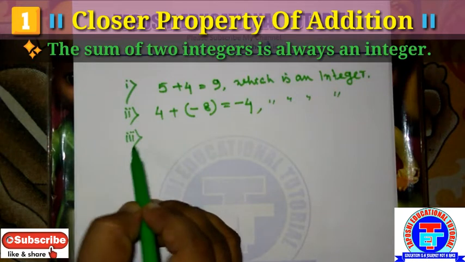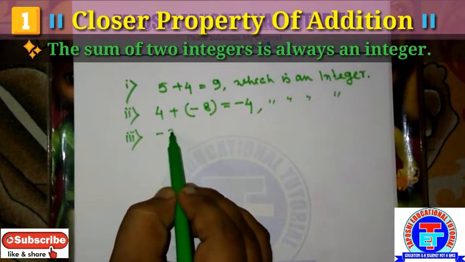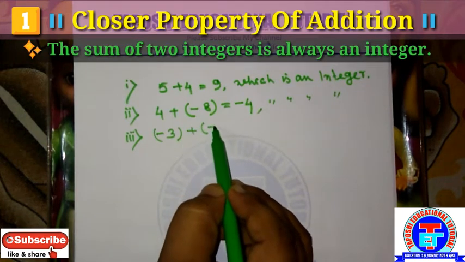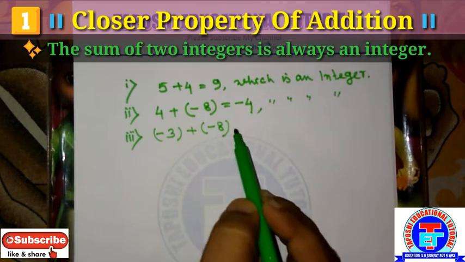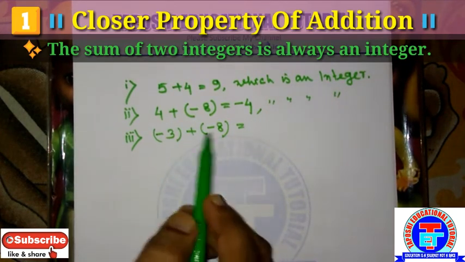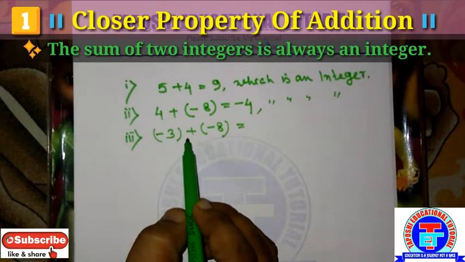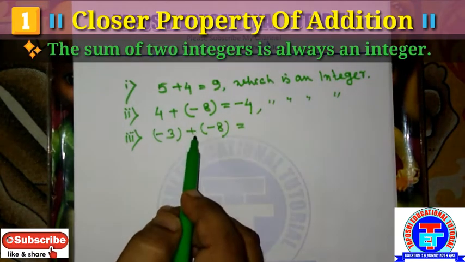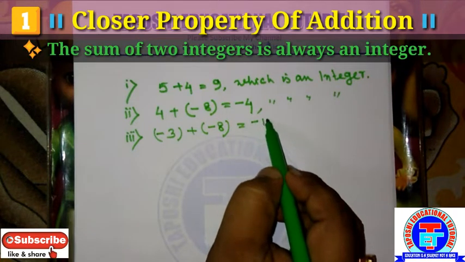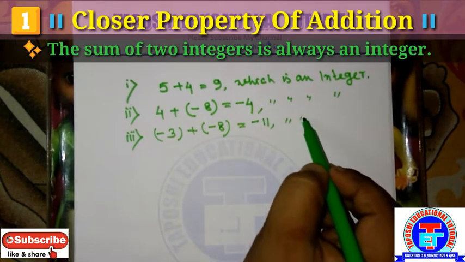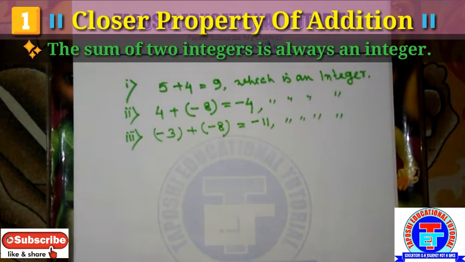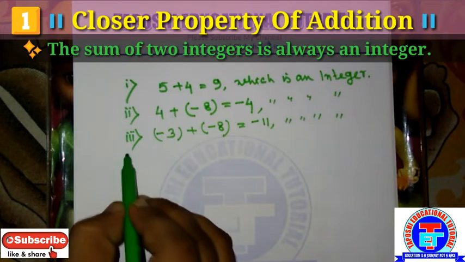Number 3, minus 3 in bracket plus minus 8. So here both are negative integers. By the closure property we add them, then it will become minus 11. It is also a negative integer. Right, student?